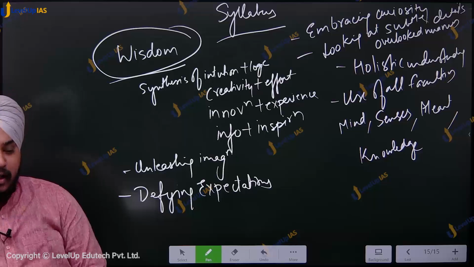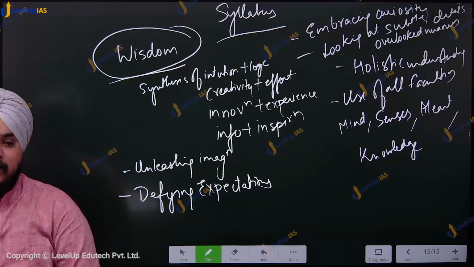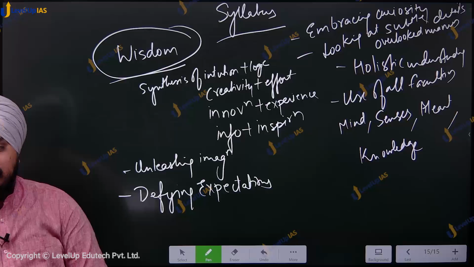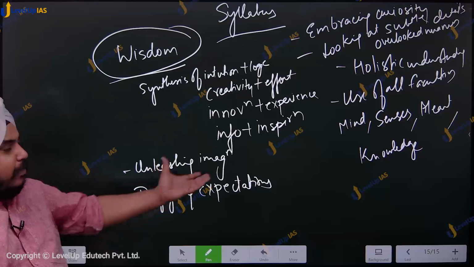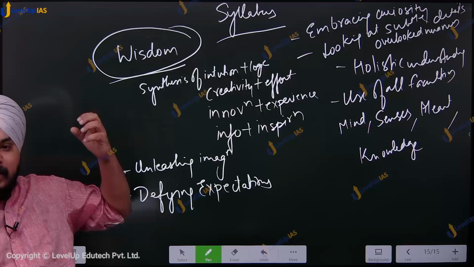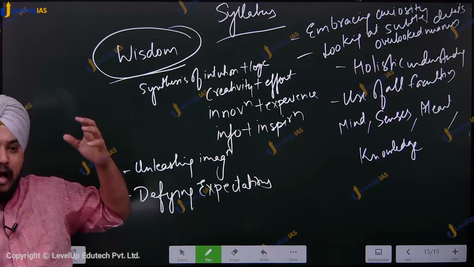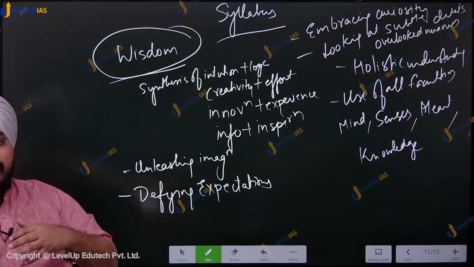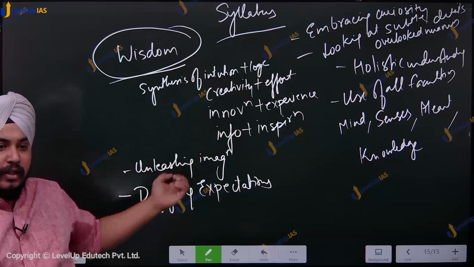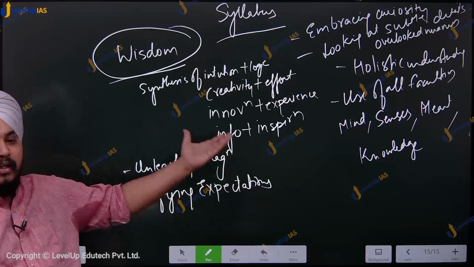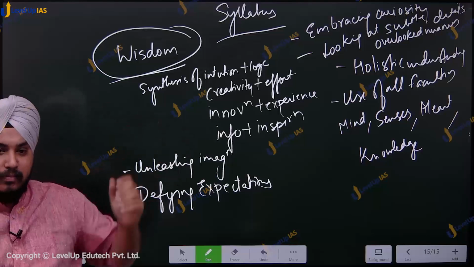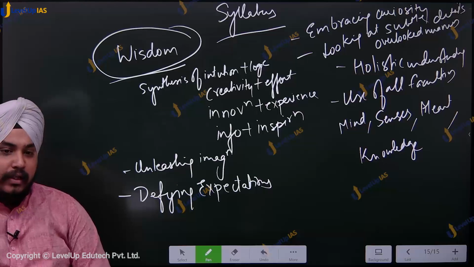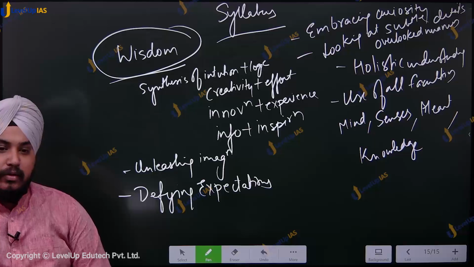Section B, question 1. What is research but a blind date with knowledge? Okay. Unleashing imagination. Blind date means you don't know about the person you are going on a date with. You are ready to explore anything, embracing the curiosity, unleashing imagination, defying any kind of expectations. That is the wisdom. Then 2019, wisdom finds truth.